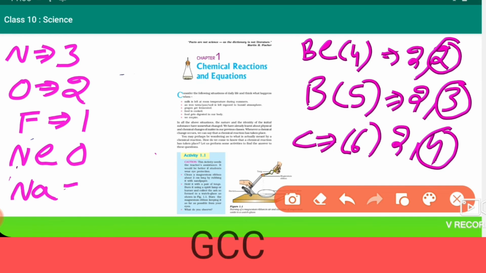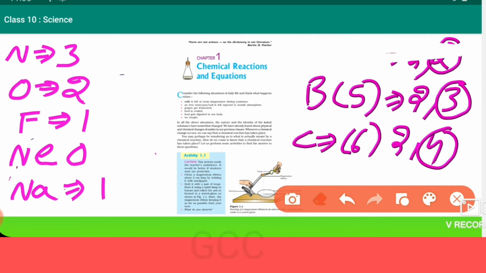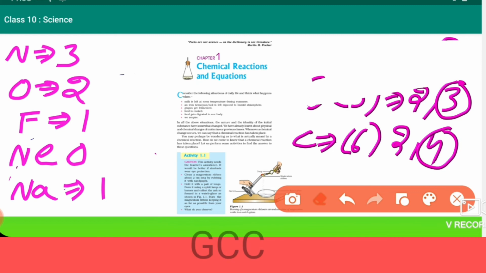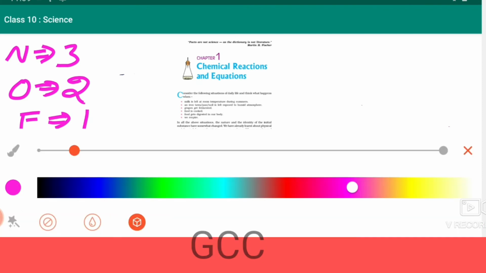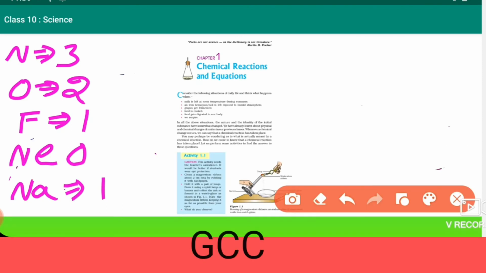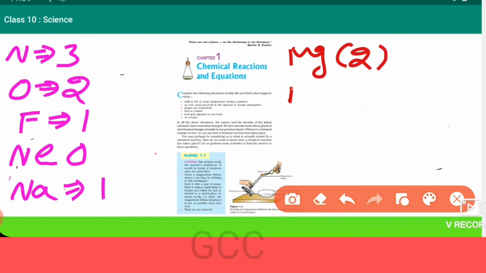Sodium valence is 1 because its configuration is 2, 8, 1. That is why it is 1. Is that clear? Same way, after sodium we can write magnesium, we can write aluminium. You see all of you, please. After sodium, magnesium valency is 2, aluminium valency is 3.